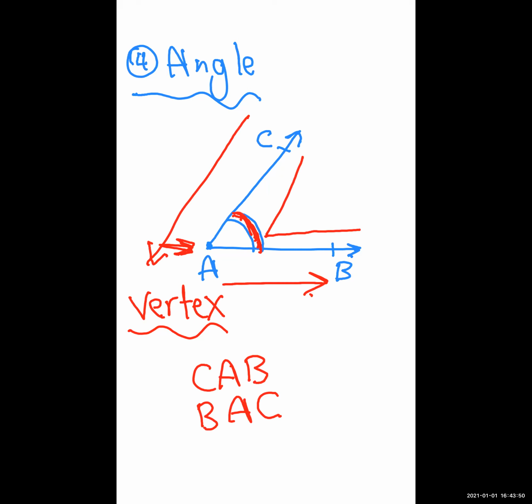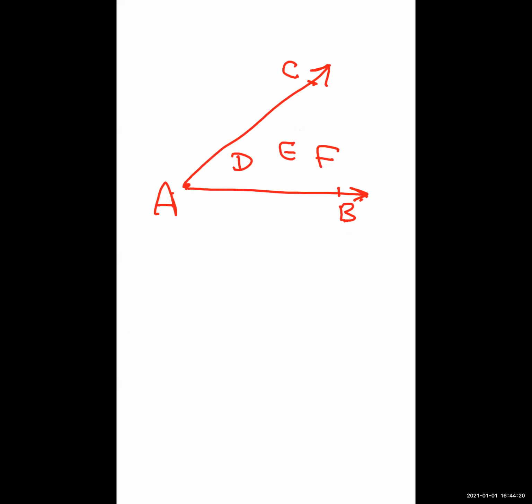Okay, then the next point. If there is one angle like this, we said that it's a union of two rays like this. If this point is A, which is the vertex point, and this one is B, and this one is C. And actually, there are a lot of points like D, E, F, G, H, I, K, L, whatever like this. All these are points.